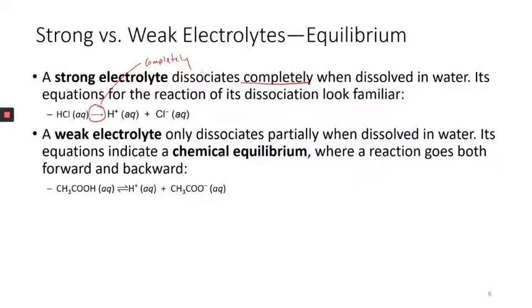Okay, so this means completely. Now if you have a weak electrolyte, only some of them will dissociate, and some of them will stay whole, and that is shown with this. So this is for partial dissociation. Because the reaction could go in both ways. You could have some dissociating or some coming together and forming the compound.